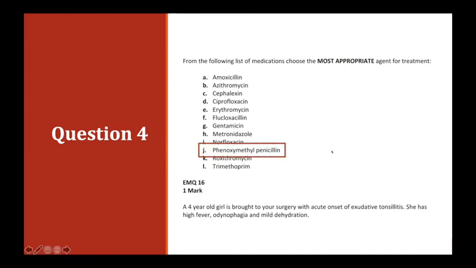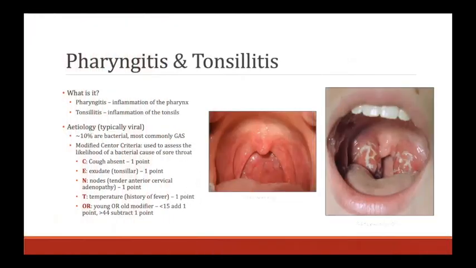So this one is phenoxymethylpenicillin. Pharyngitis and tonsillitis are, again, pretty common presentations that you will be seeing in GP land. Pharyngitis, as its name suggests, is inflammation of the pharynx, and tonsillitis, inflammation of the tonsils. Pretty straightforward stuff there. The main thing to remember is that more often than not, the causes of both of these are almost typically viral.